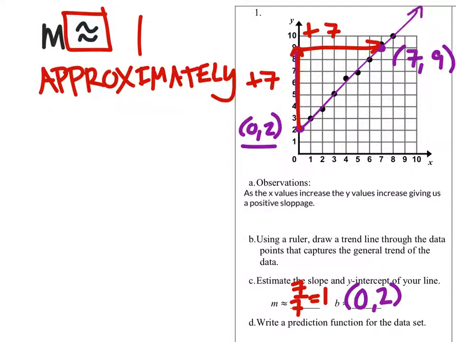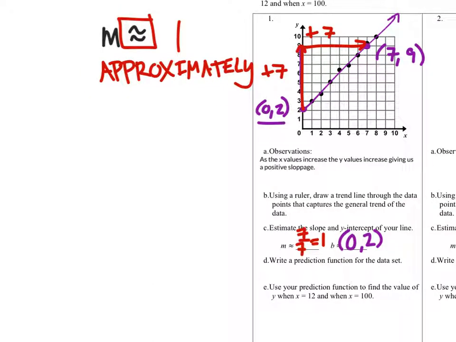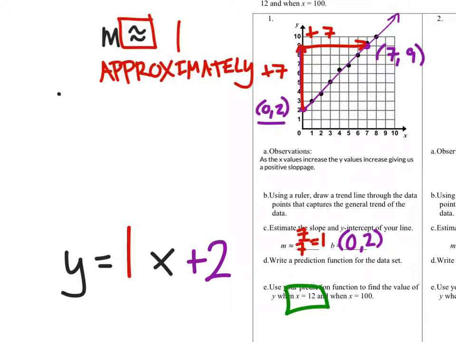It was just 0.2. Well, now that we have that information, we can write a prediction function for the data set. And we can see the slope that we had was 1, and the Y-intercept was 0.2. So we'll use this prediction function to find the value of y when x is 12. So we'll need to write this out.